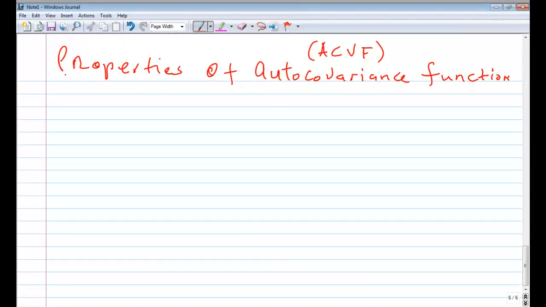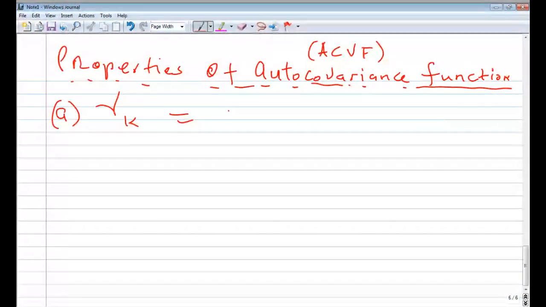Okay? But now we just want to see those properties. Number one, in time series, gamma k is always equal to gamma of minus k. That is the first property of autocovariance function. Gamma of k is equal to gamma of minus k. So in other words, if somebody is calculating gamma of minus k and somebody is calculating gamma of k, their values must always be equal.